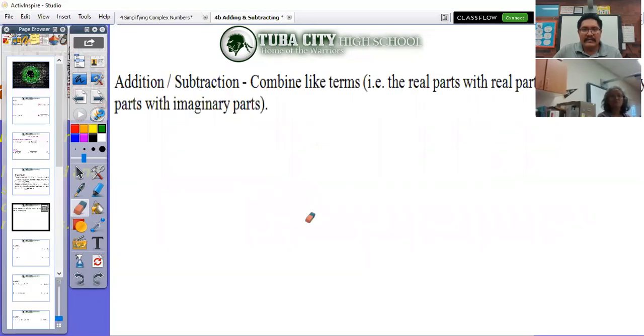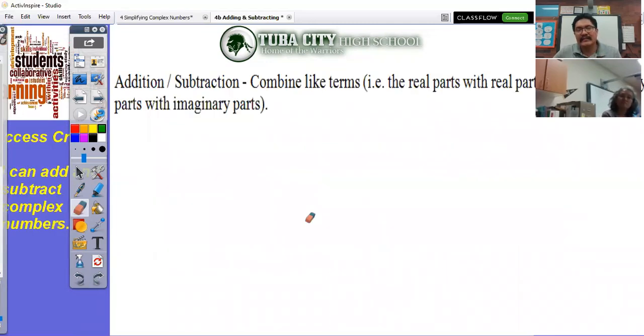All right, so what exactly does adding and subtracting complex numbers look like? Well, easily enough, it's just like adding normal algebra problems together where you have like terms. And like terms are things that have the same variable and the same power, but that's usually not that important right now. But with imaginary numbers, it's kind of the same thing. Real parts with real parts, and the imaginary parts combined with the other imaginary parts.